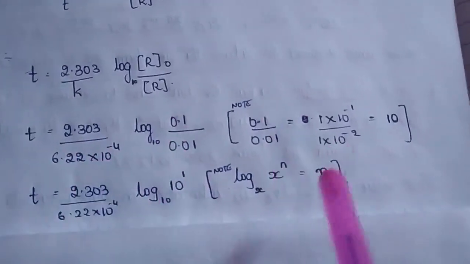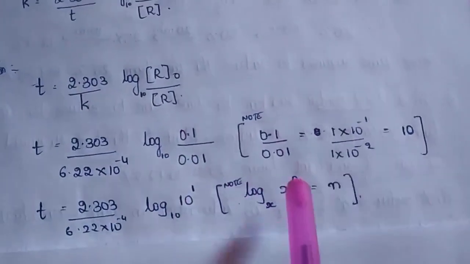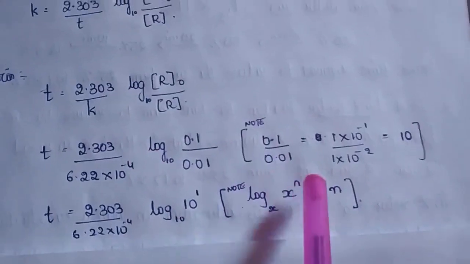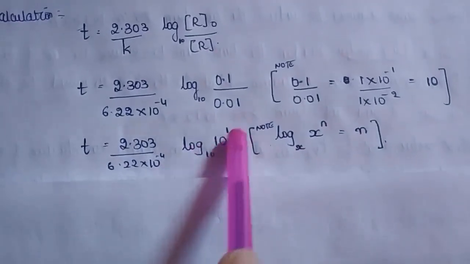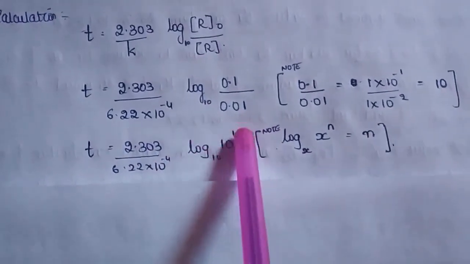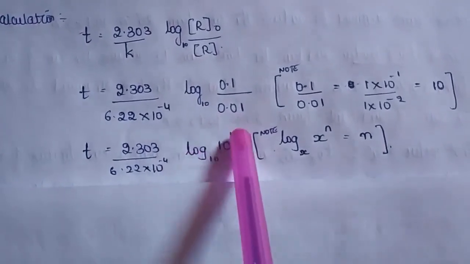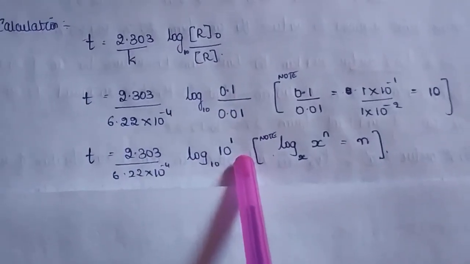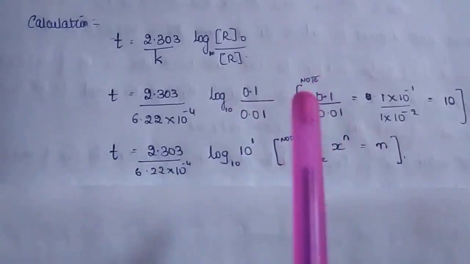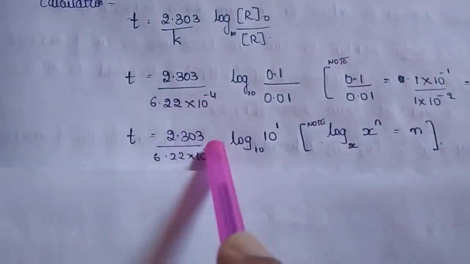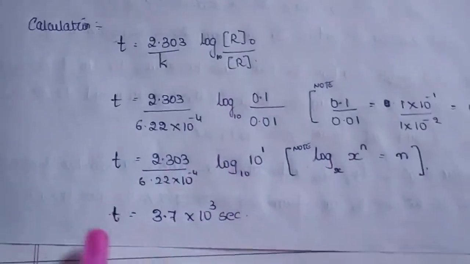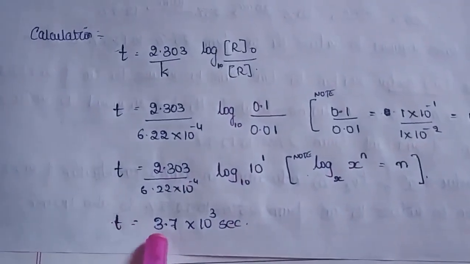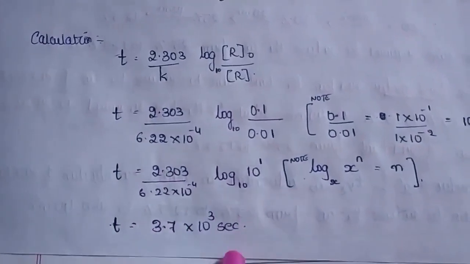In the manner log at the base x of x to the power of n, your answer would be the value of n itself. So here, n is equal to 2. So the overall log at the base 10 of 10 to the power of 2 is equal to 2. Then the whole product is multiplied by that. So just take the ratio of it. So we are getting t equals 3.7 times 10 to the power of 3 seconds.